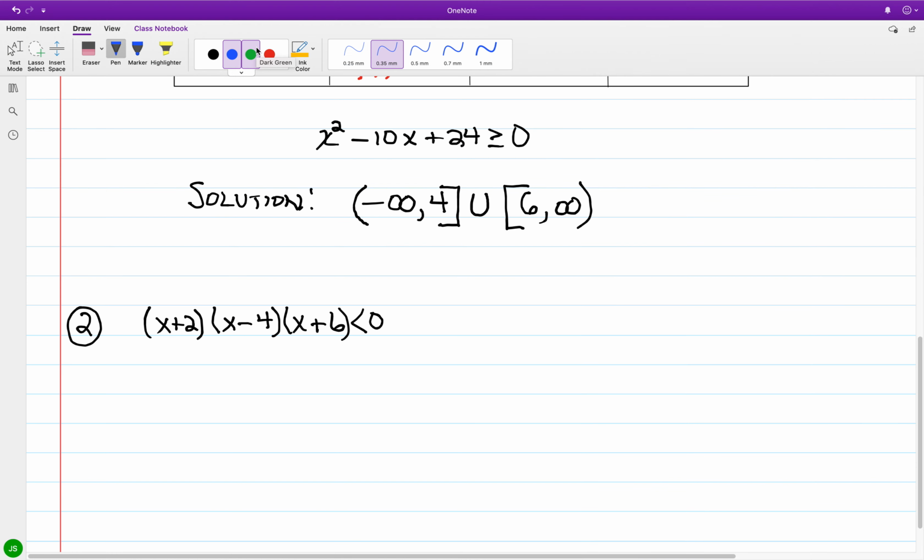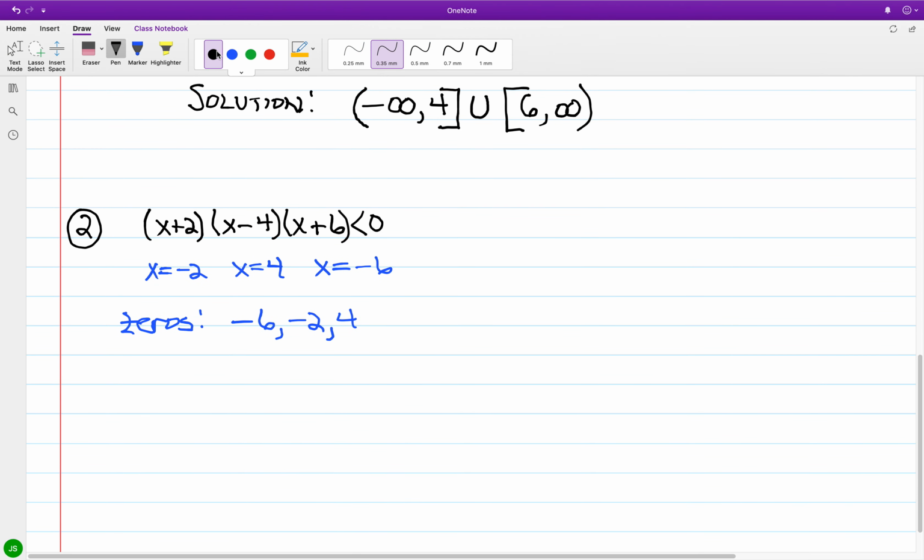For number 2, we're looking at the product of 3 binomial expressions to be less than 0. If we identify the zeros of each factor, you have x at negative 2, x at 4, and x at negative 6. Upon identifying the zeros, rank ordering from smallest to largest, we have negative 6, negative 2, and positive 4. Now, just setting up a table.